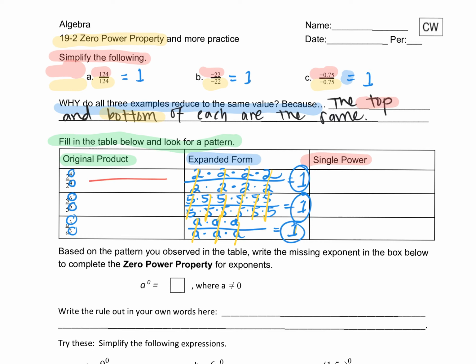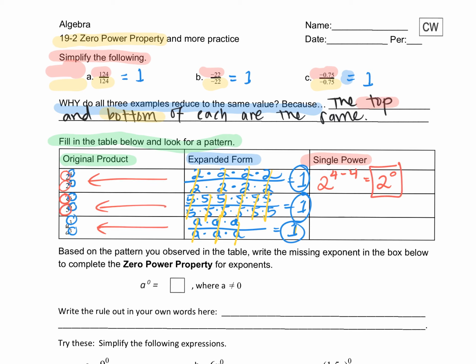So going back to what we have in that first row, these are all quotients. If they're all quotients, then I have to use the quotient property. The base of each of these is 2. They're the same base, so I can subtract my exponents of 4, which is 2 to the 0. So this is it as a single power.